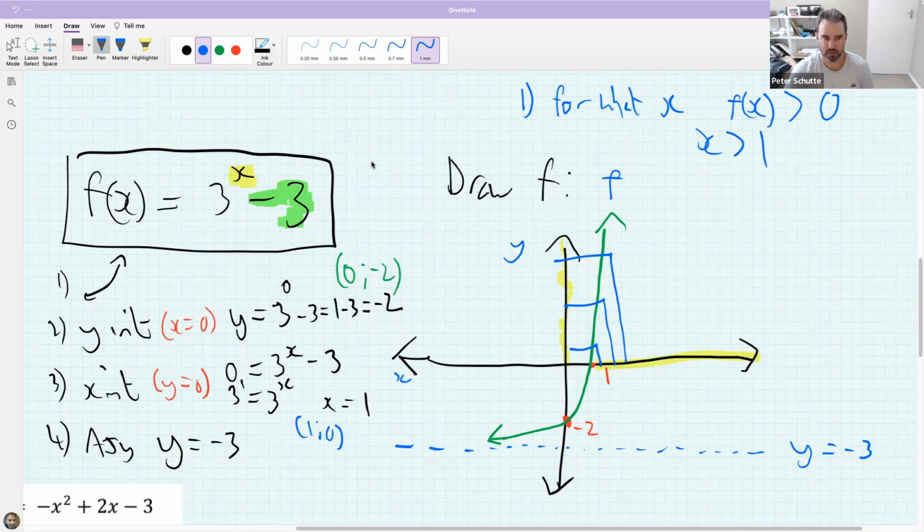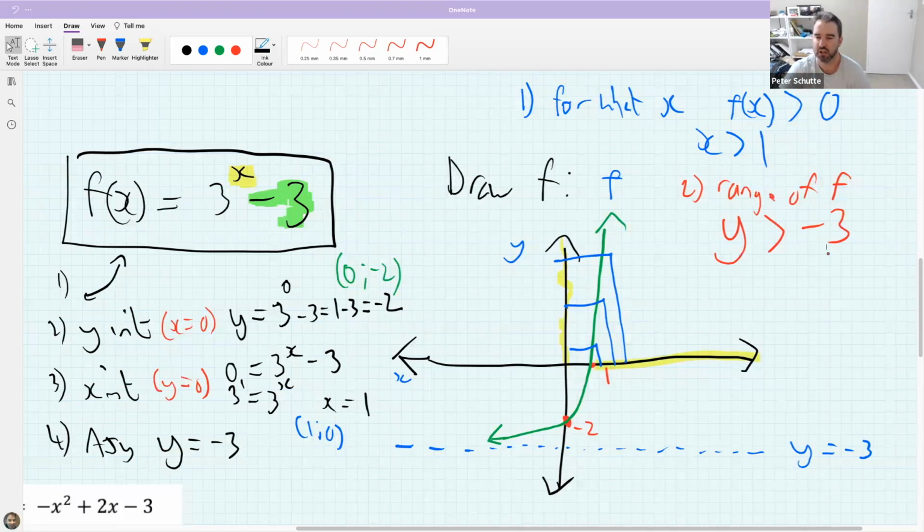Okay, question number 2. What is the range of f? What is the range of the function f based on what you see on the drawing? So it can never go below y is equal to -3. So the range has to be y is greater than -3. Yes. Okay. Third question.